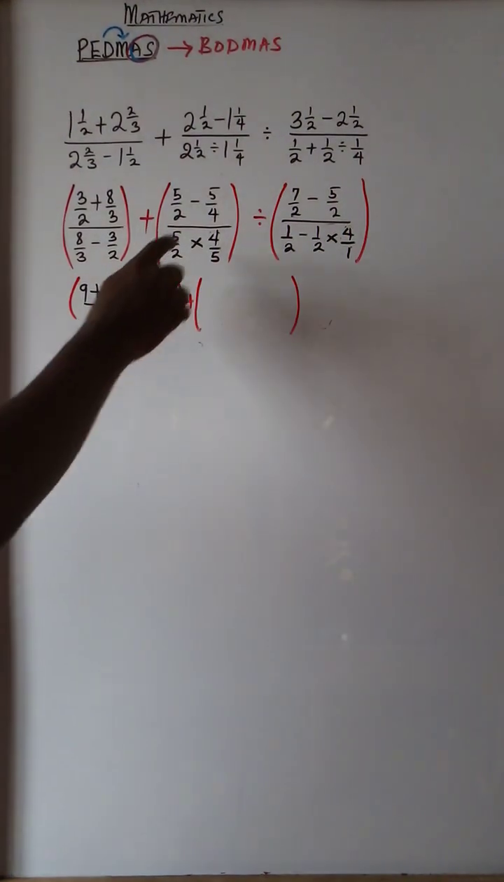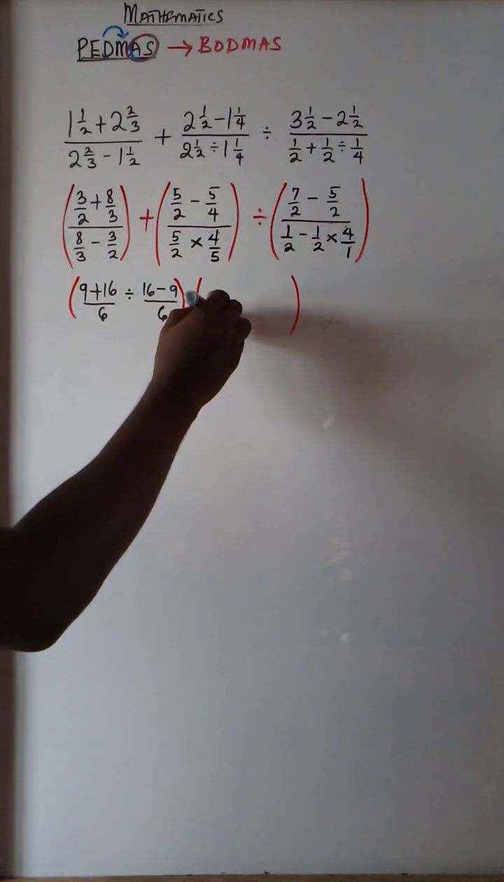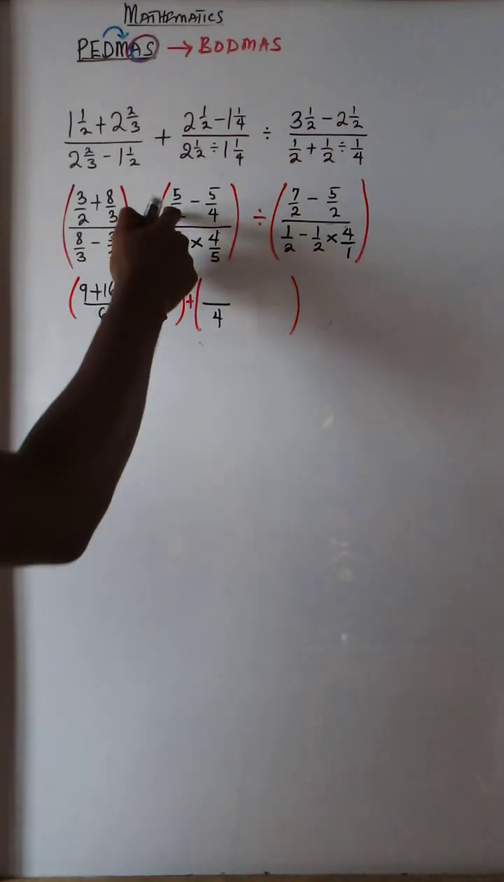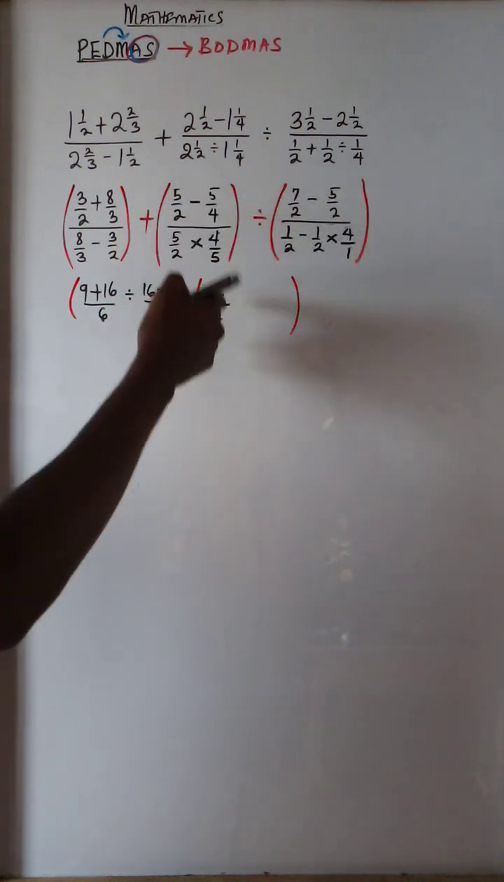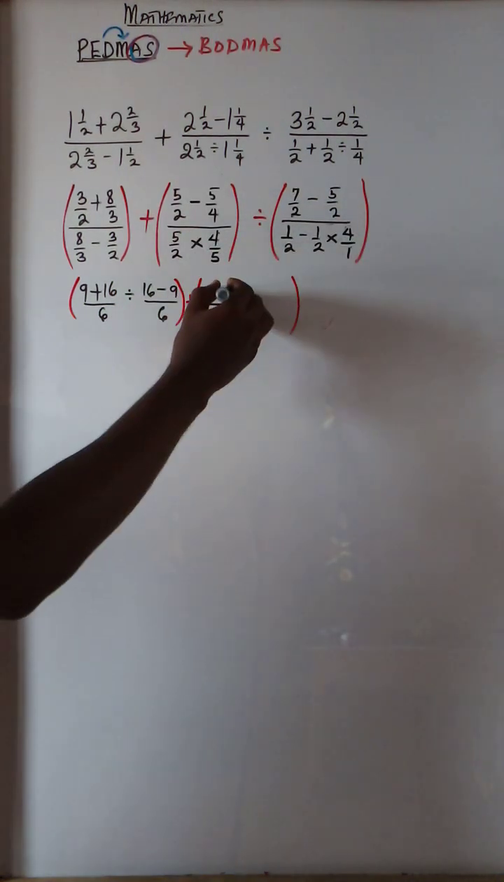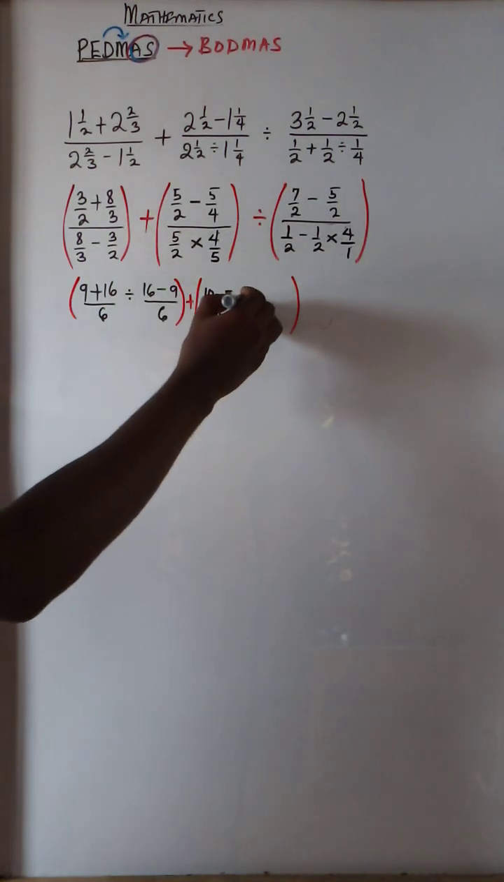For this one, the LCM is 4. So 2 in 4, 2. 2 times 5, 10. Then we have this minus here. 4 in 4, 1 times 5, 5. Then we have the division.